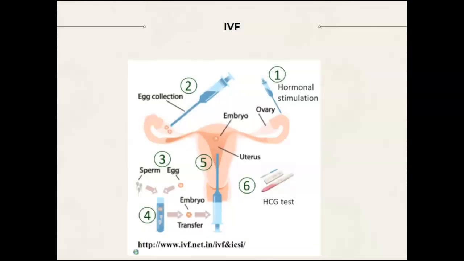So this is just an image of what we were just talking about, but basically you overstimulate, collect the eggs, combine the sperm and eggs outside of the body, let them develop, transfer back into the body, and hope that the uterus accepts the embryo and it takes, and all is well and pregnancy develops as normal.